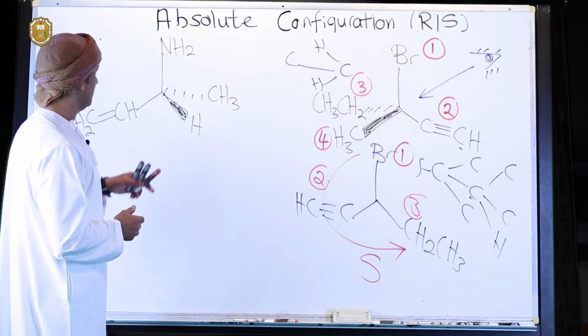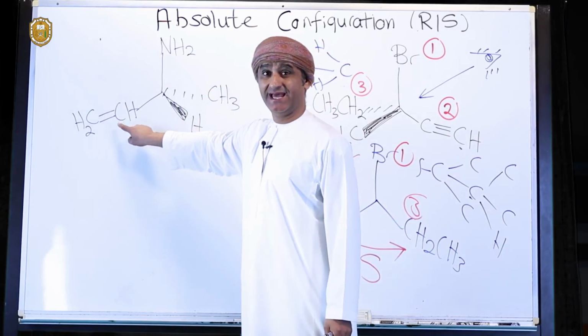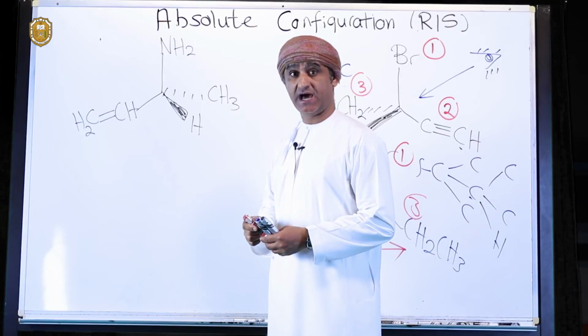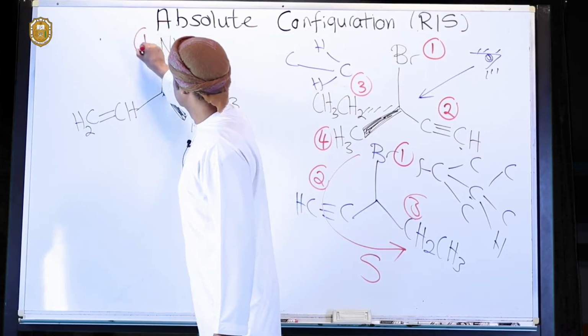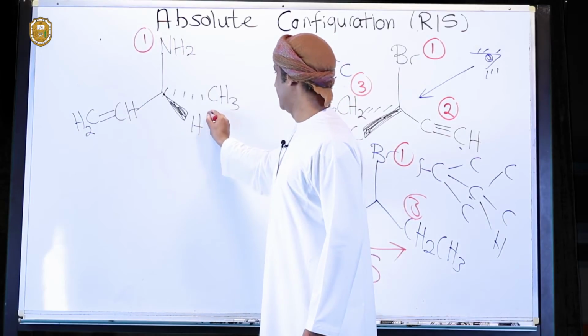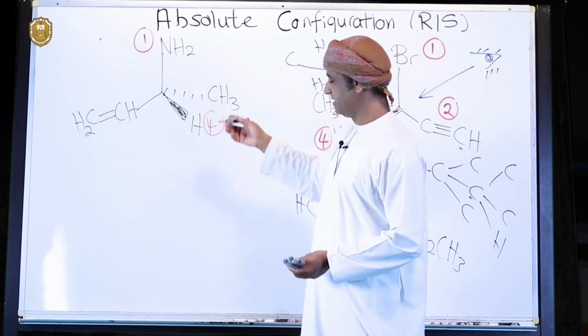If we take this one now, we have nitrogen, carbon, hydrogen, and carbon. Nitrogen actually has the highest atomic number, so therefore it has priority number 1. Clearly, hydrogen has priority number 4. So 2 and 3 are between the vinyl group and the methyl group.